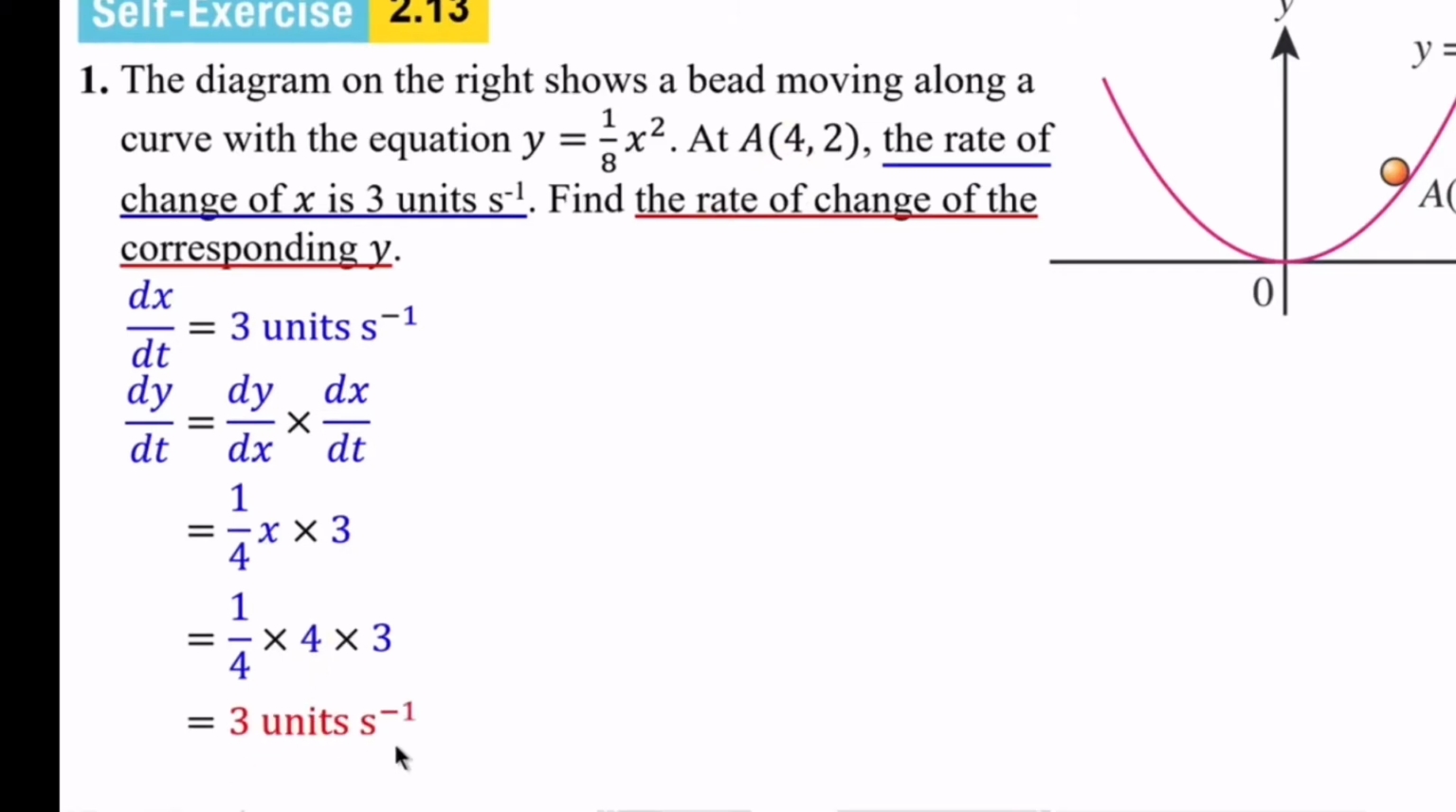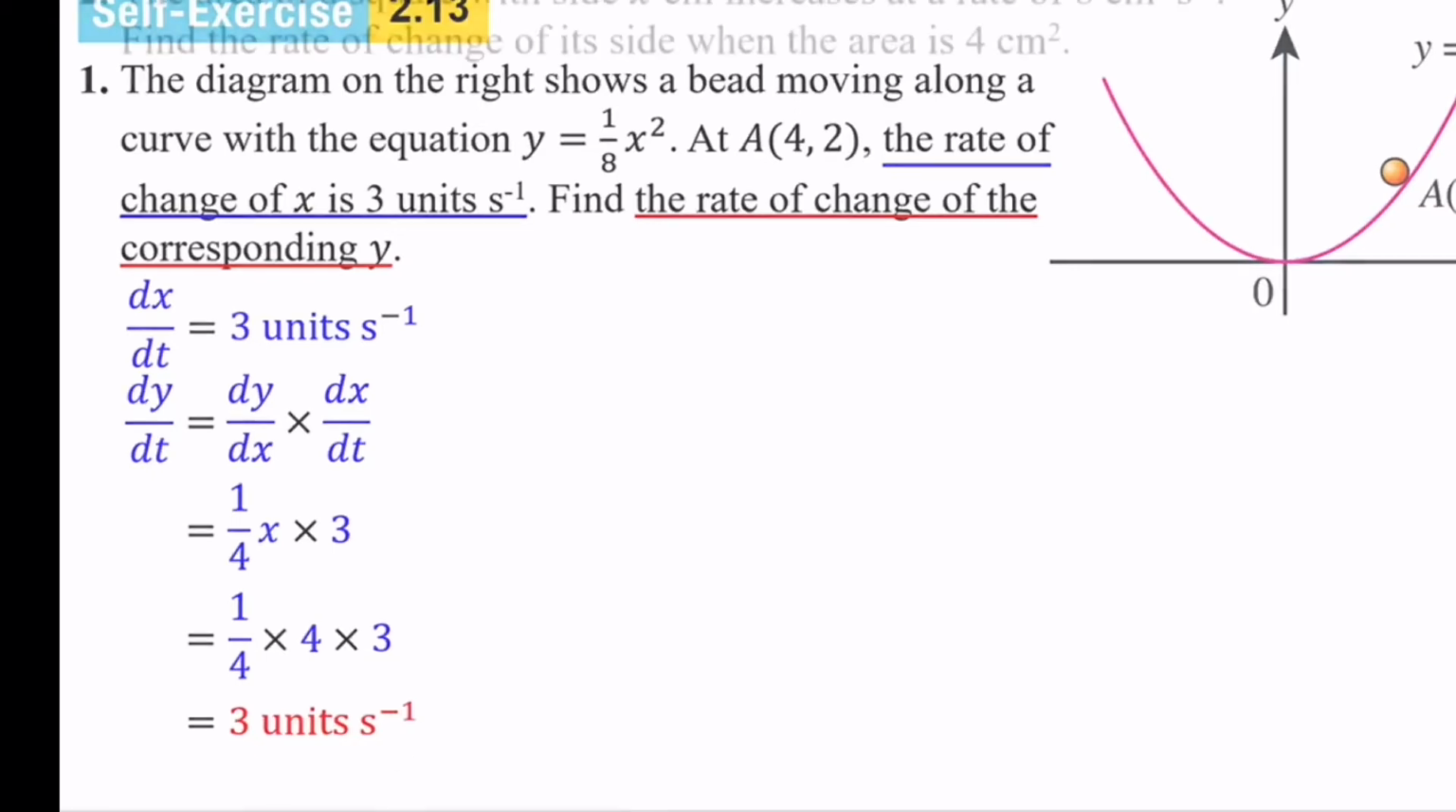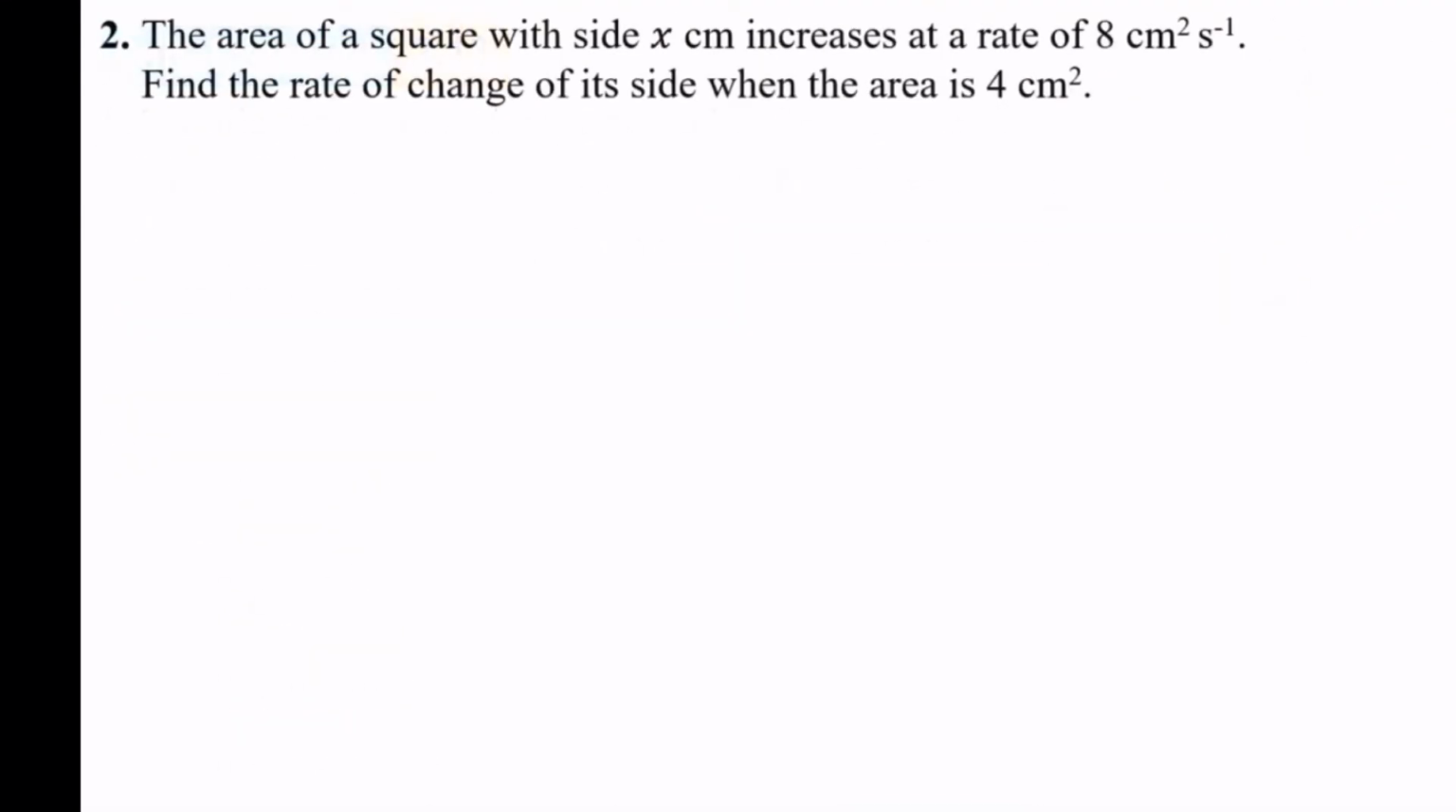Now I'm going to share with you how to solve the HOTS question. So let's get started with the exercise given here. The area of a square with side x increases at a rate of 8 centimeter square per second. Find the rate of change of each side when the area is 4 centimeters square.